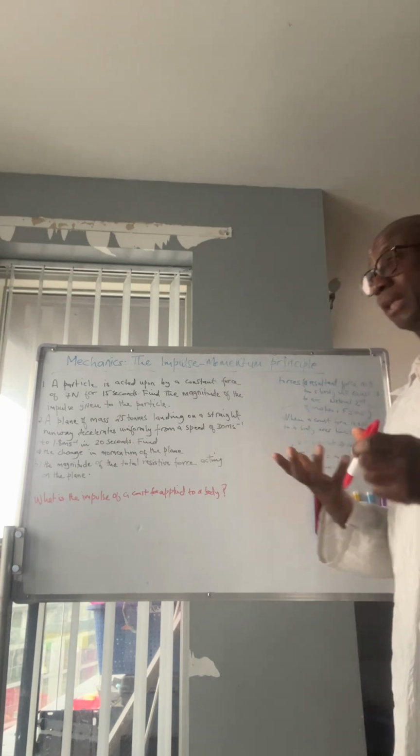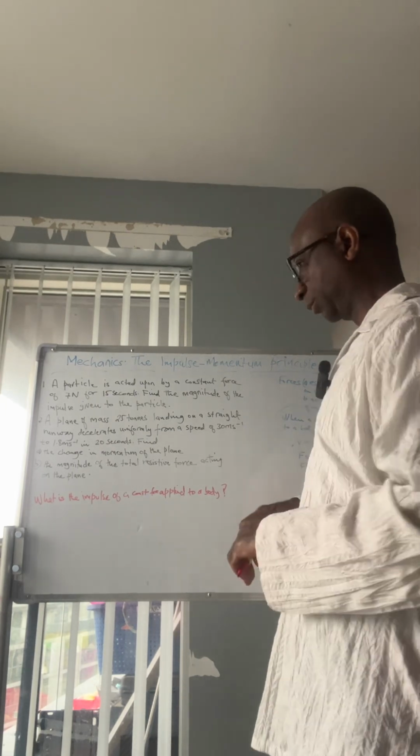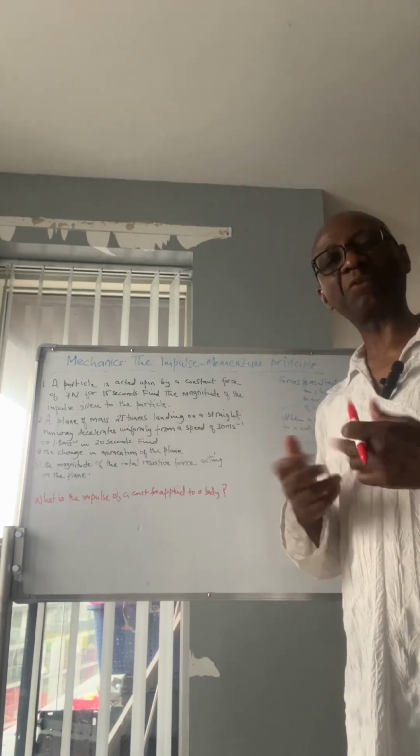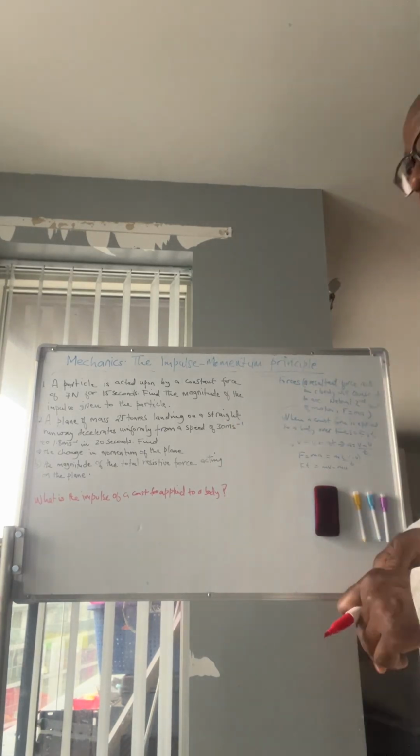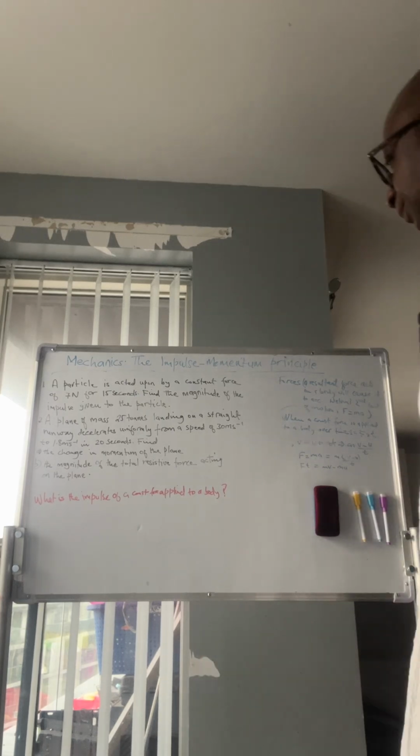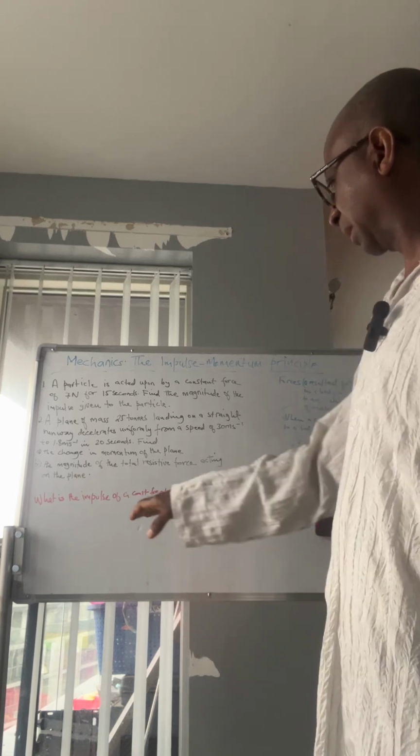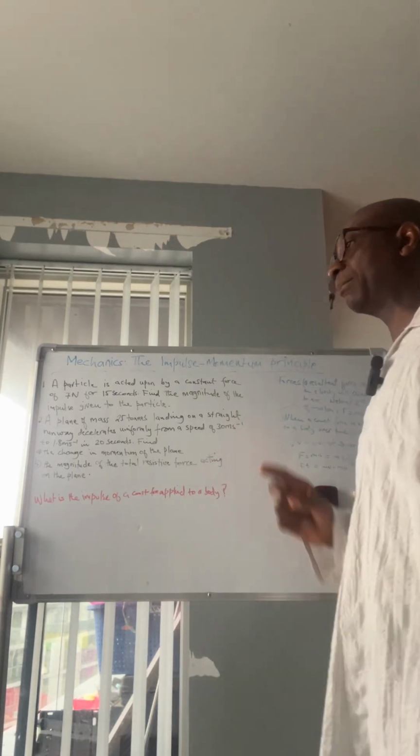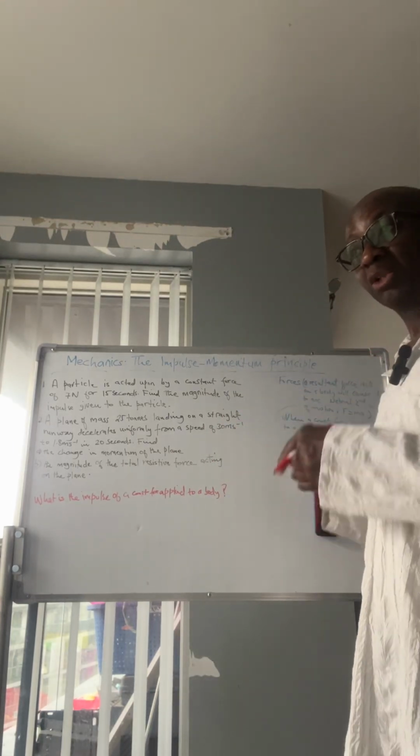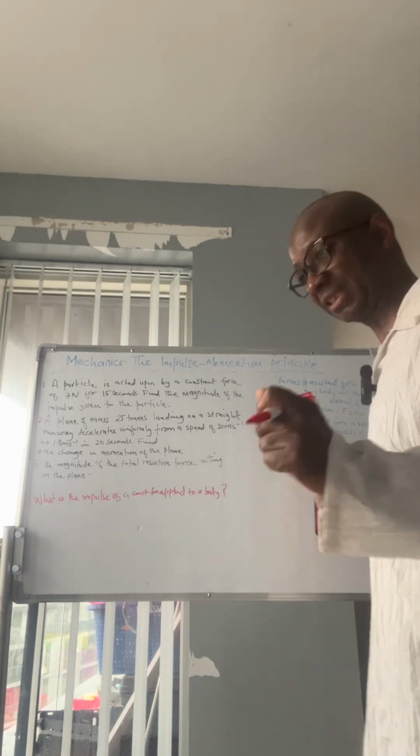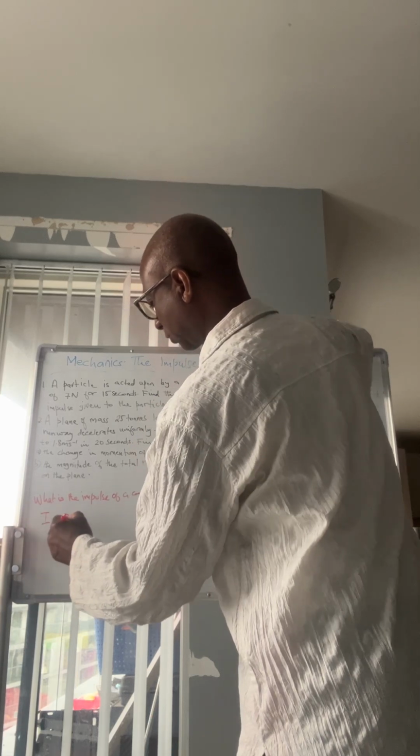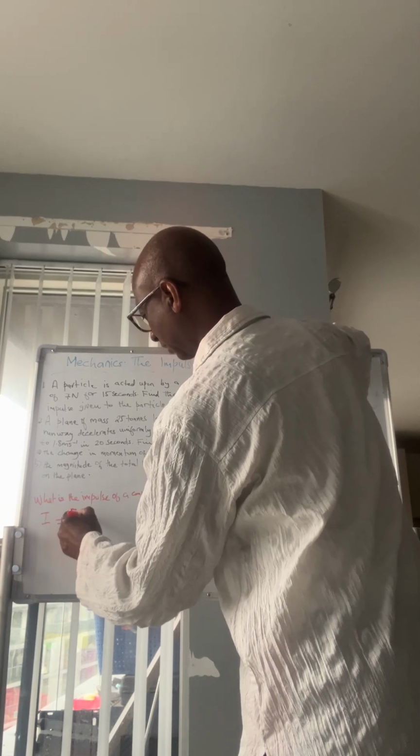We want to define what impulse is in terms of physics and maths. What's the impulse of a constant force applied to our body? Well, it's simply the force that is being applied to a body or an object multiplied by the time over the period in which that force is applied. That's the impulse. In other words, the impulse I is equal to F times time.